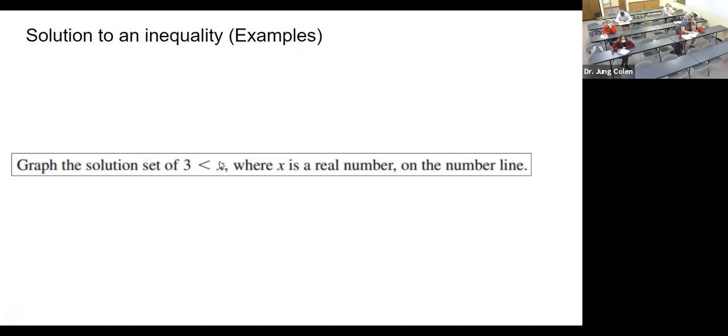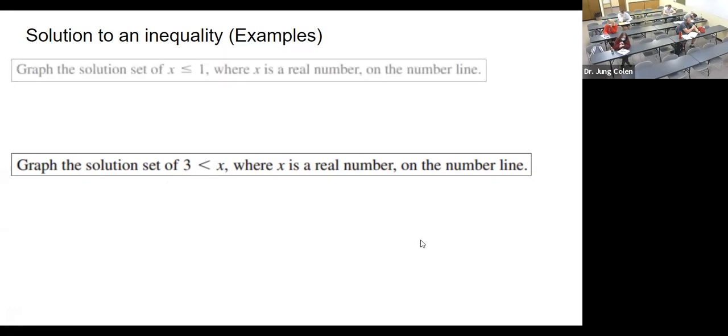Read from x. Look at the x. Is x greater or less? X is greater than 3. So on your number line, draw that on your paper. Your number should be greater than 3. So do it now. So easy, right? And this one too. Graph the solution set of x is... look at x. X is less than or equal to 1, right? So draw these two.